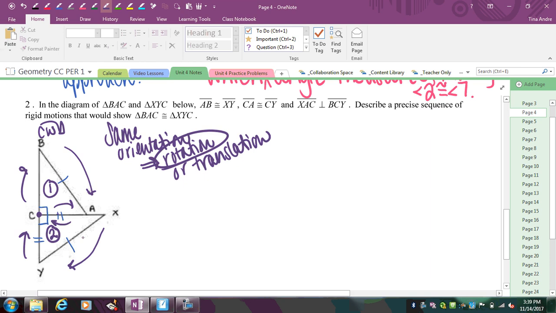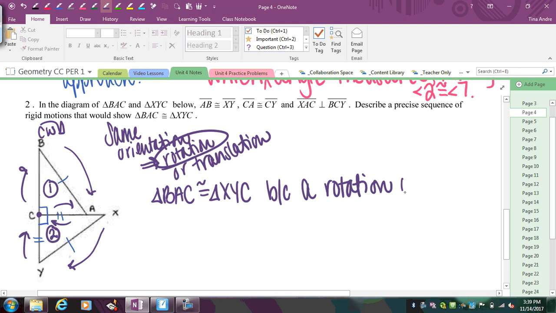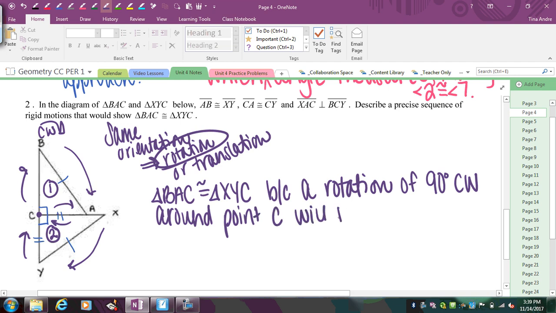So to write this up, it's going to be very similar to what we saw in the coordinate plane. So I'm just going to start by saying these triangles are congruent because of a rotation, and we need to make sure we state all three things. So a rotation of 90 degrees clockwise, so my angle, my degree, and then the point. So because a rotation of 90 degrees clockwise around point C will map triangle BAC onto triangle XYZ. Make sure you're paying attention to the order here, because if I switch this and said XYZ gets mapped onto BAC, well, now it's not a clockwise rotation, it'd be a counterclockwise rotation. So make sure you're careful.